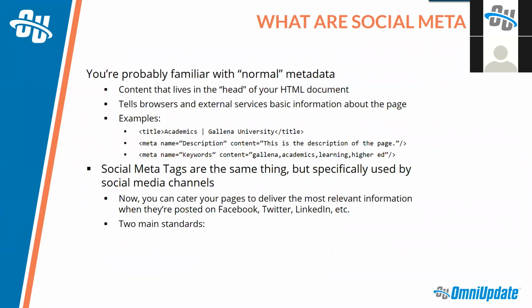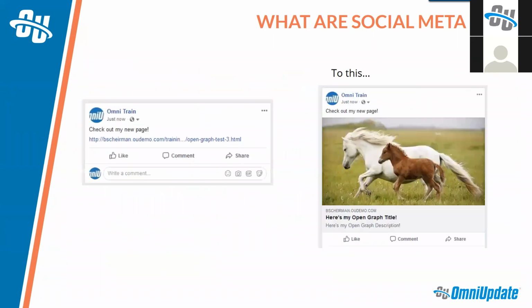So there are two main standards for these social meta tags, and I referred to them earlier. They're called Open Graph tags, and there's also Twitter cards. So essentially, from a visual standpoint, you can basically go from this over here, just sharing a link on a Facebook post, to something that's way more robust, that looks way prettier, and is just visually appealing to the point where you are much more likely to click on this than just some random link that has no information associated with it. So that's what social media meta tags can help us do.